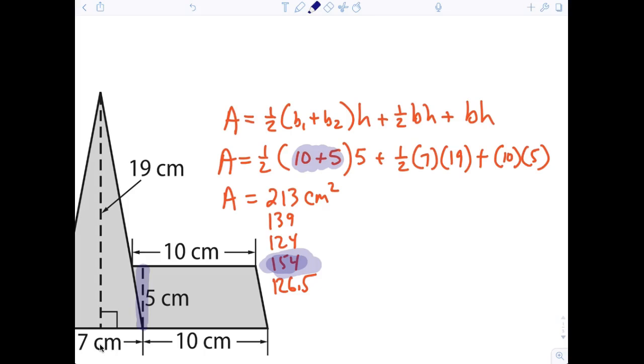Man, one more time, guys. Some got 146 and a half. I got 154. Everybody redo it again. Let's go. I mean it. Chop, chop. Hit clear. Now, look, I'm kind of mad now. 1/2 times 15 times 5 plus 1/2 times 7 times 19 plus 10 times 5. What is it? I got 124.